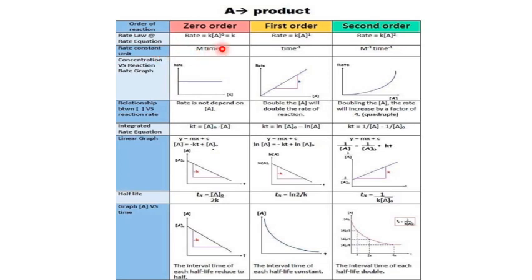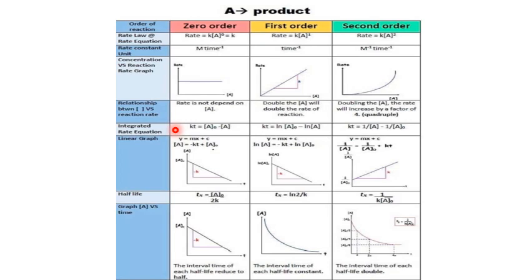Next, you must remember the unit of the rate constant, meaning the units of k. Zero order is molar per time. First order is per time. And second order is per molar per time. These two relate the concentration versus rate.